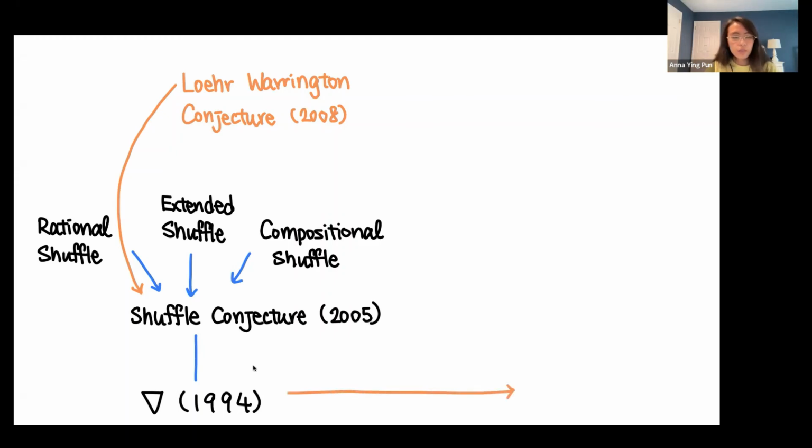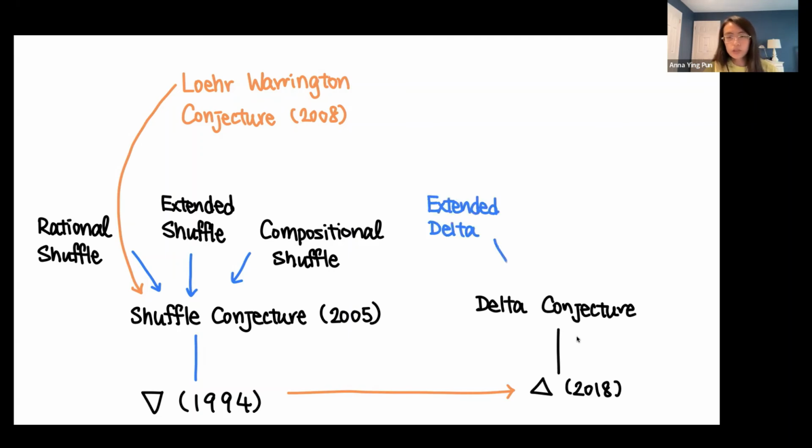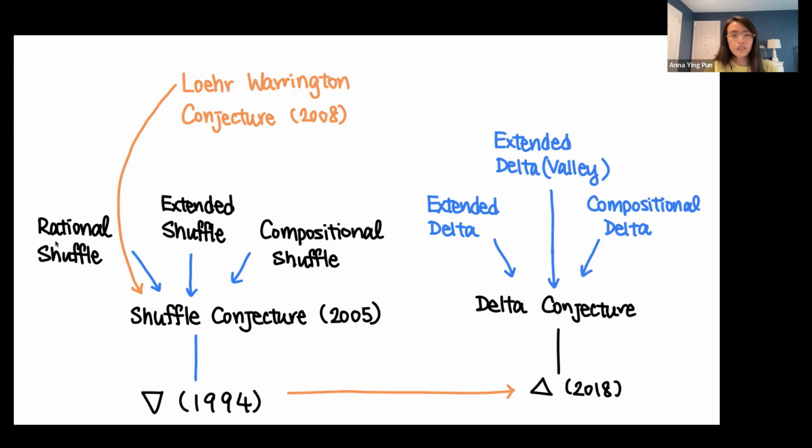And for the nabla operator, you also have another version called the delta operator, which specializes to the nabla operator as well. It's defined by, I think, Jim Haglund, Jeff Remmel, and Andy Wilson, I think, right, in 2018. And that also gives you another conjecture called the delta conjecture. And again, to prove it, there are different kinds of extensions of it. And if any one of them is proved, then you can prove the delta conjecture.